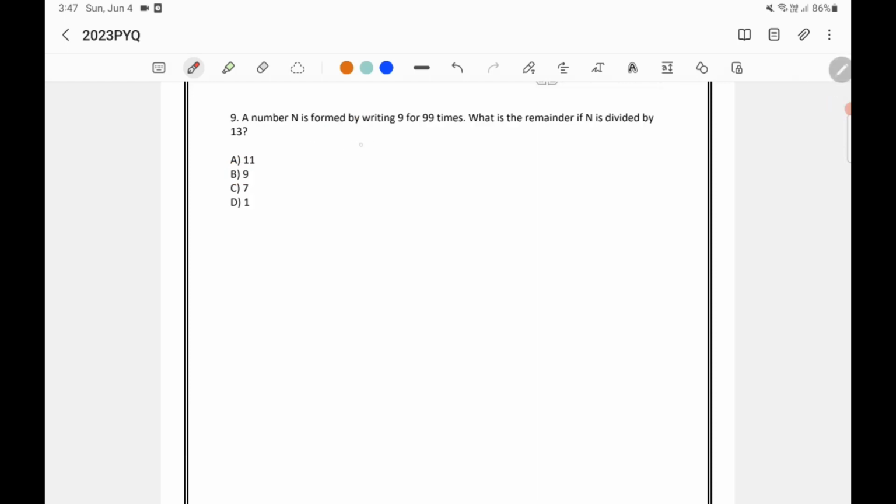A number n is formed by writing 9 for 99 times. So I am writing 9, 9, 9, 9 like this till 99 times. Now, what is the remainder if n is divided by 13? So if this number is divided by 13, what is the remainder?